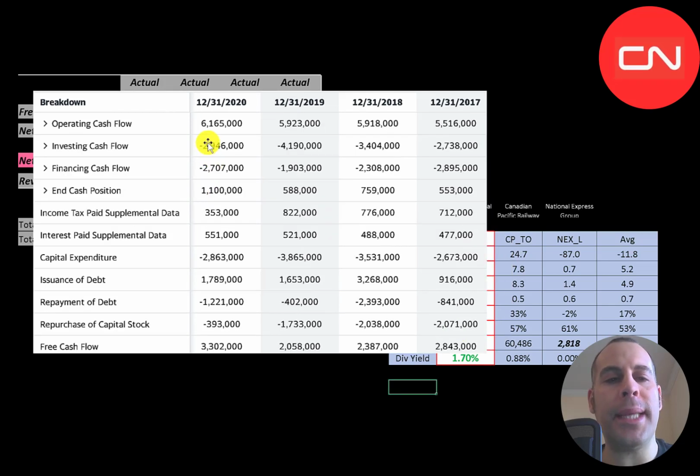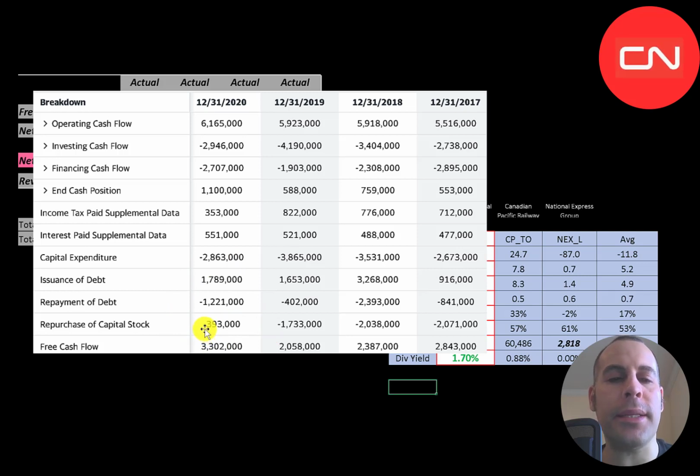This is the company's statement of cash flows. The top line is operating cash flow. That's how much cash the company generates from its operational business. Then you have capital expenditures, which are investments in property, plant, and equipment. Operating cash flow minus CapEx gives you your free cash flow.